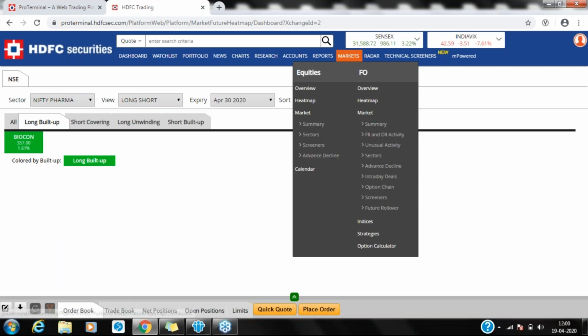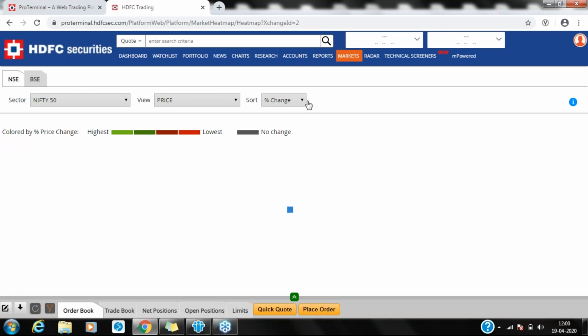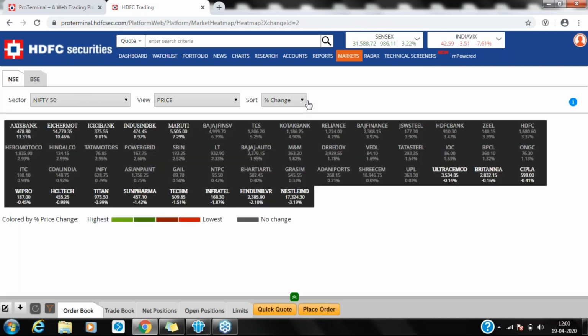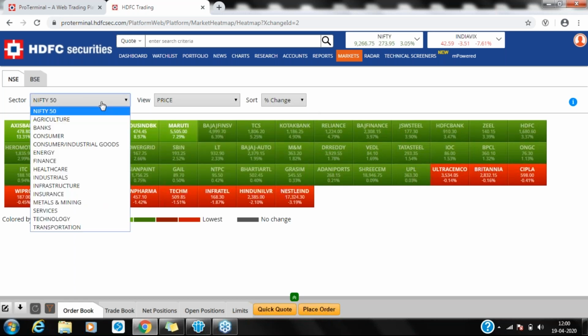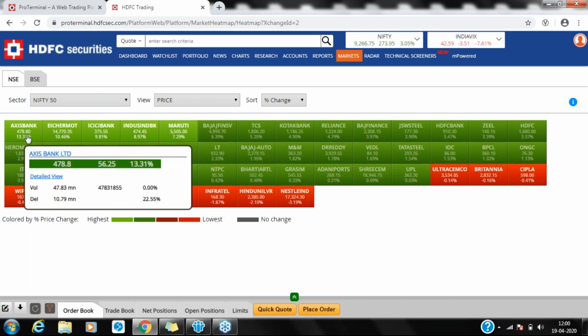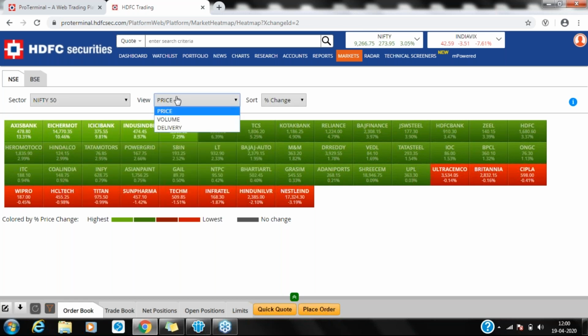Go in the market, in the FNO section, you can select a heat map option. A similar heat map option will be there in the equity section also. Again, in this you can either select Nifty 50 or any other sector. If you keep Nifty 50, you will get a list of stocks as per three parameters, which are price, volume, and delivery.